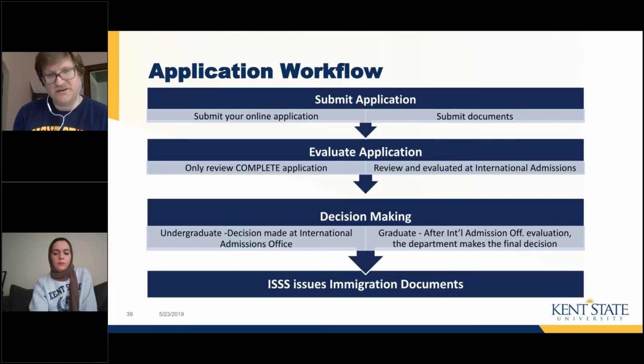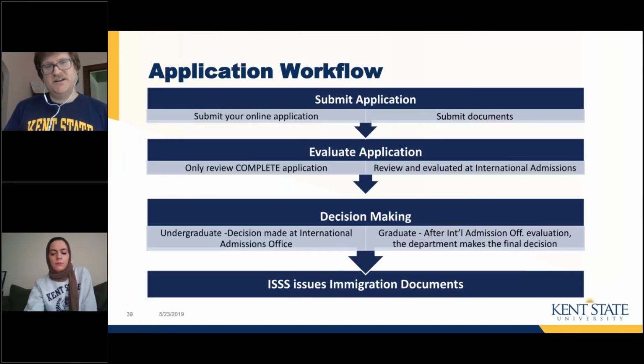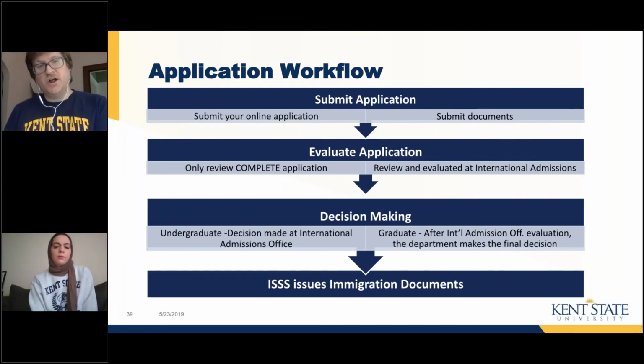I might skip around here. The main thing with this is that at undergraduate, we make the decision in our office. Graduate, we do the credential evaluations ourselves, and then we make sure everything is there and we send it on to the department. The department makes the decision. So in the undergraduate, we make the decision, and then at the graduate level, it's through the colleges and the departments. We can go to the next slide.